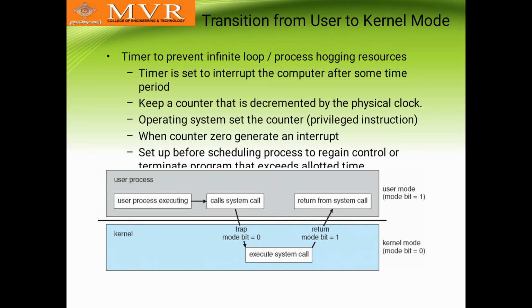Next, the timer prevents an infinite loop process from hogging resources. The timer is set to interrupt the computer after some time period. It keeps a counter that is decremented by the physical clock. The operating system sets the counter, and when the counter reaches 0 it generates an interrupt. It is set up before scheduling the process, to regain control or terminate programs that exceed the allocated time.